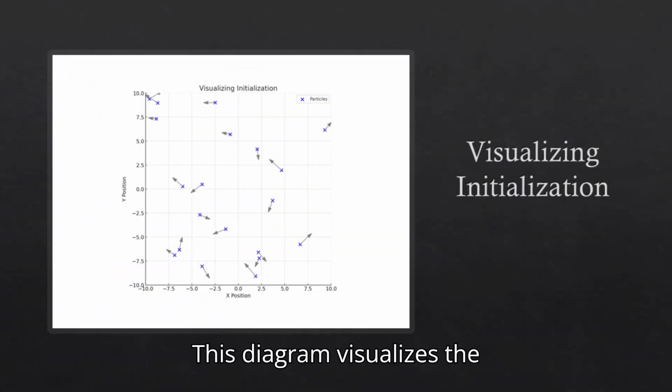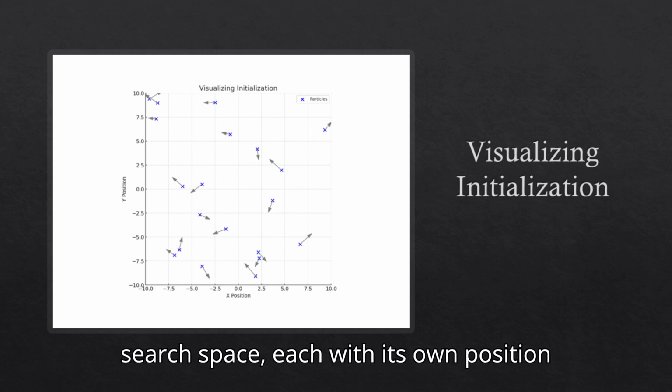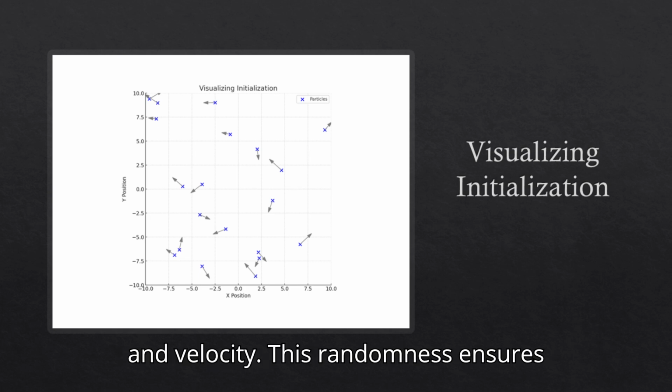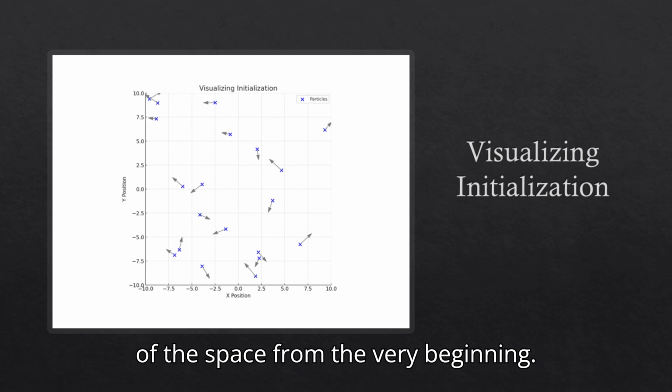This diagram visualizes the initialization step. Here, particles are scattered randomly throughout the search space, each with its own position and velocity. This randomness ensures that particles explore different regions of the space from the very beginning.